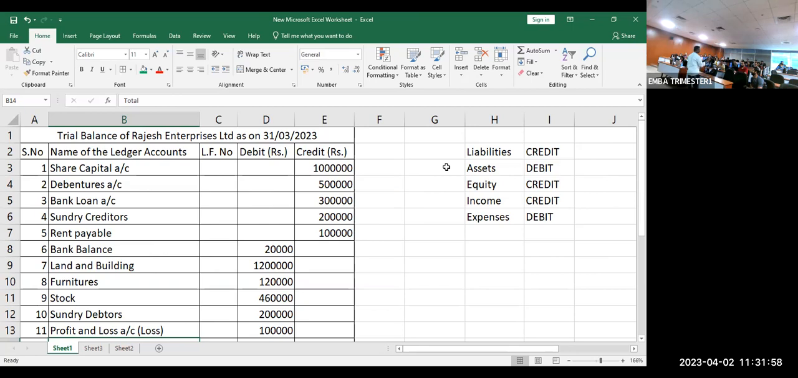You are starting a business by investing some money. For that, what is the entry? Cash account debit to share capital. It's a company, right? Then you are inviting your friends also to invest in your company. They are also investing. Same entry again.